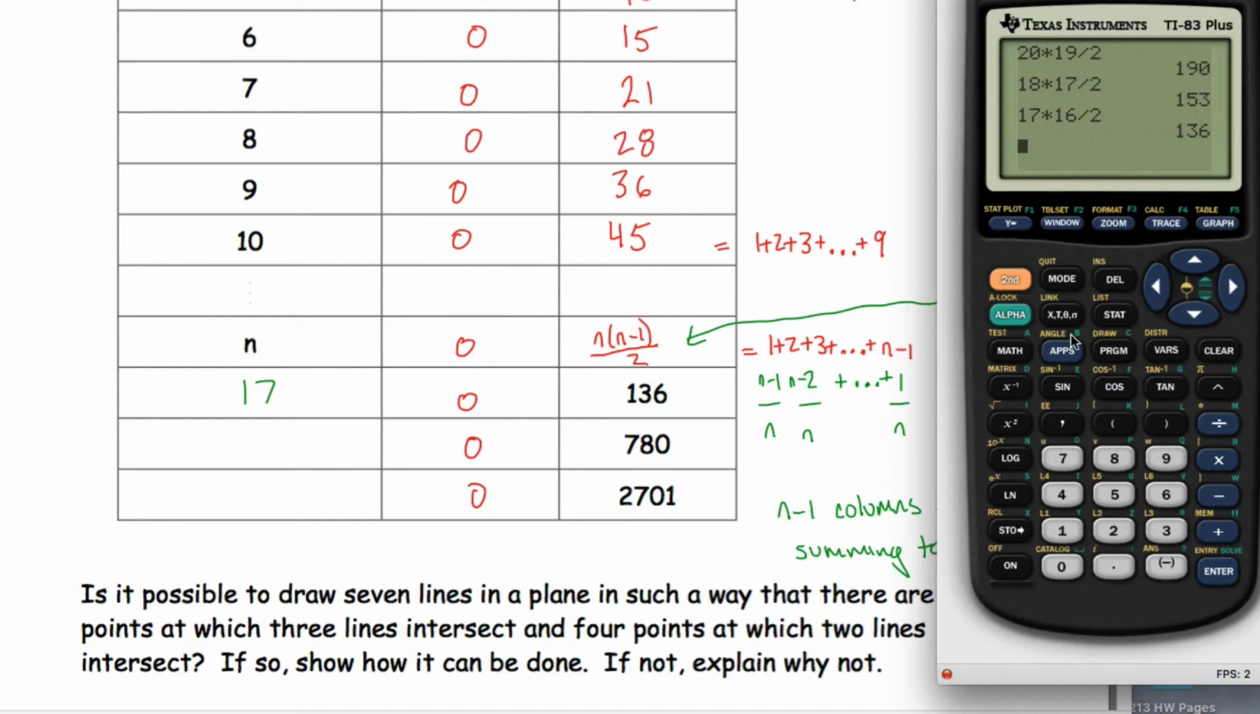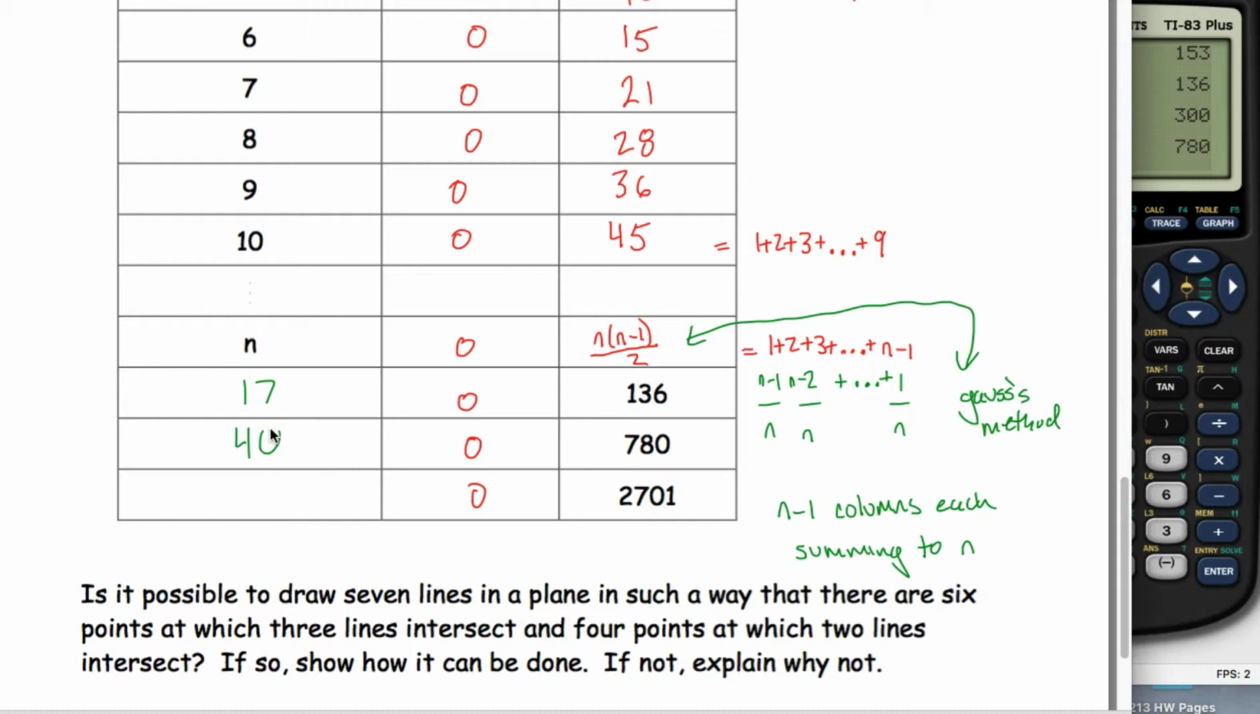What about 780? Well, I'm going to need a number that's significantly bigger to get 780. Maybe I try, I don't know, 25. Sure. 25, n minus 1 will be 24 divided by 2, and you get 300. Oh, that's not even close. All right, what about 40? 40 times 39 divided by 2. 780. Hey, I'm a great guesser. I got that in just 2 guesses. There's a 40 right there.